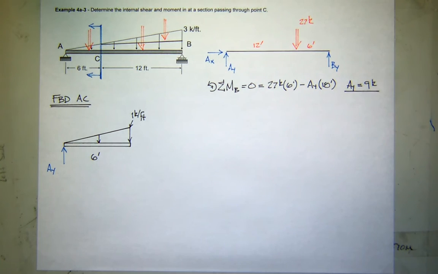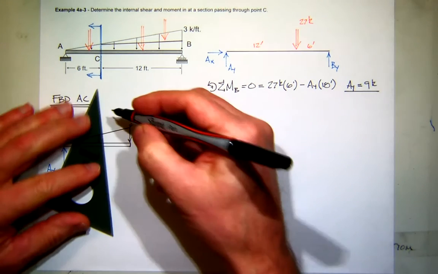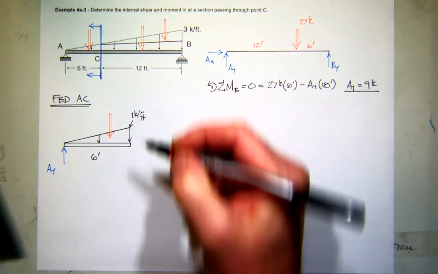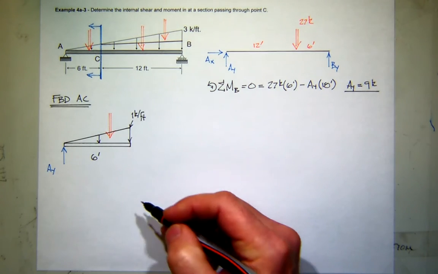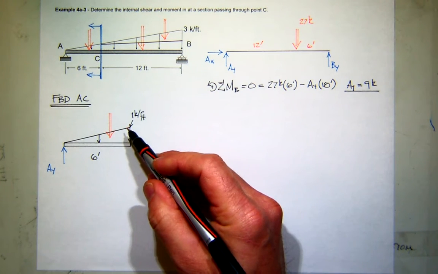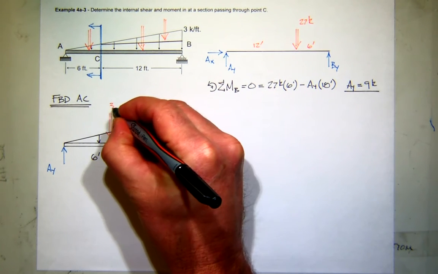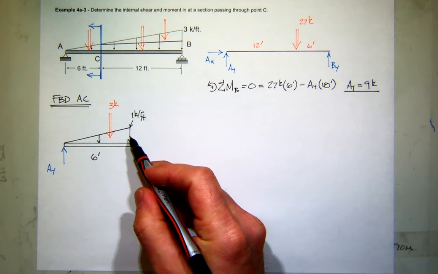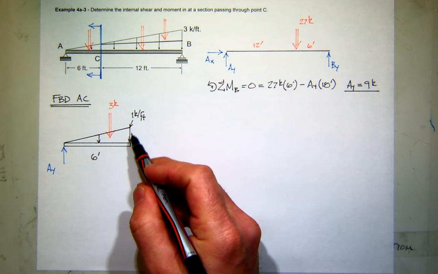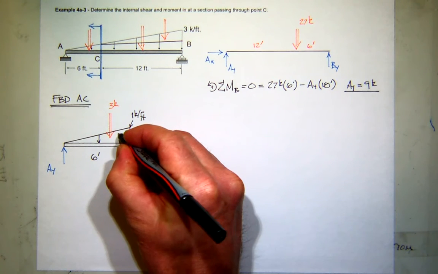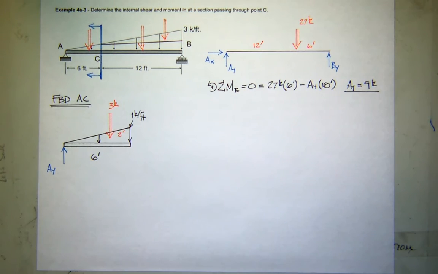So now with that done, I can now calculate the concentrated equivalent of just this section on the left. Again, it's 1/2 base times height, so it'll be 1/2 base 6 times height 1. That gives me a value of 3 kips. And what's the distance to the centroid from the left side? 1/3 the distance, or 2 feet.